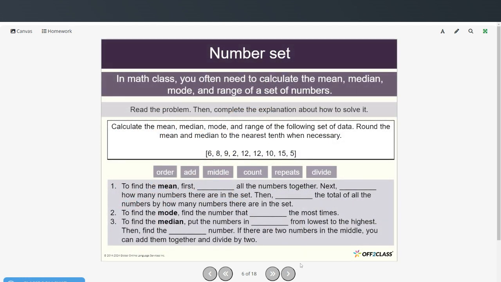All right, number set. So in math class, you often need to calculate the mean, median, mode, and range of a set of numbers. So we're going to read the problem, then complete the explanation about how to solve it. You can calculate the mean, median, mode, and range of the following set of data and round the mean and median to the nearest tenth when necessary. So this is the number set. Take a few moments to see if you can figure out the answers to these questions. We'll fill in the gaps with one of the words from the boxes. You can pause the video while you do that and then restart, and I'll show the answers.